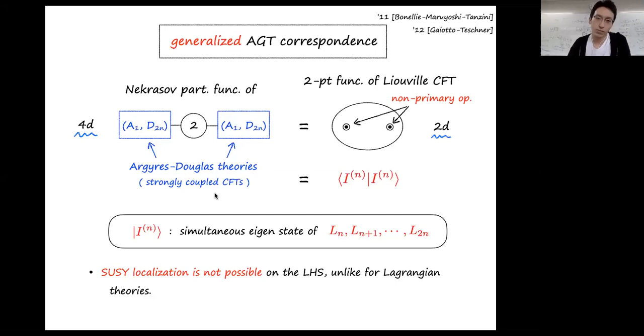Nekrasov partition function of this theory. That's their claim. And this is the generalization of the AGT correspondence. I'm going to call it the generalized AGT correspondence.